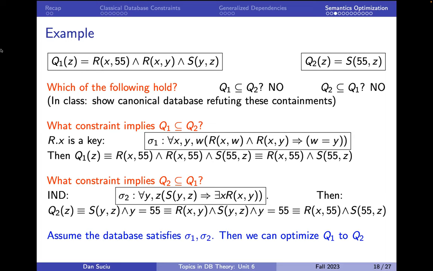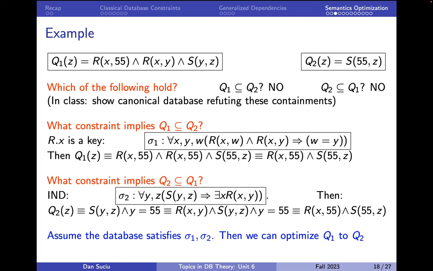Yes? So we started talking about how we can get checkers given we can just hold them in canonical databases. Is there a concept of canonical databases with their generalized dependencies? Can we also have some canonical database for these queries for dependencies?